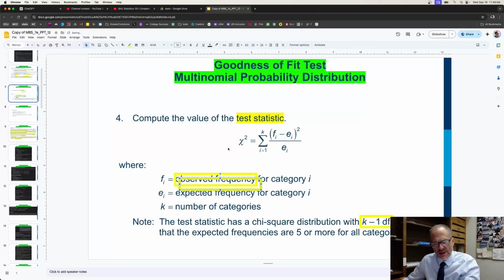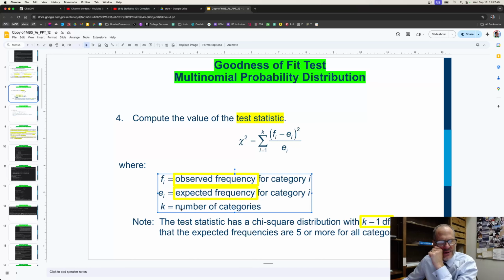So there's observed frequency, and then there's also expected frequency. So I'll just put that there. And that's close enough. Maybe I'll bring that over just a little bit and bring this one over just a touch. That's fine. And then just bring this one out here like this. There we go. All right, so there's observed frequency and expected frequency for category I.